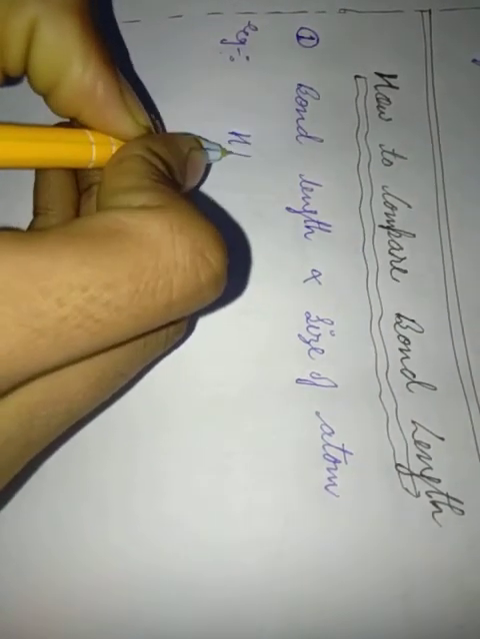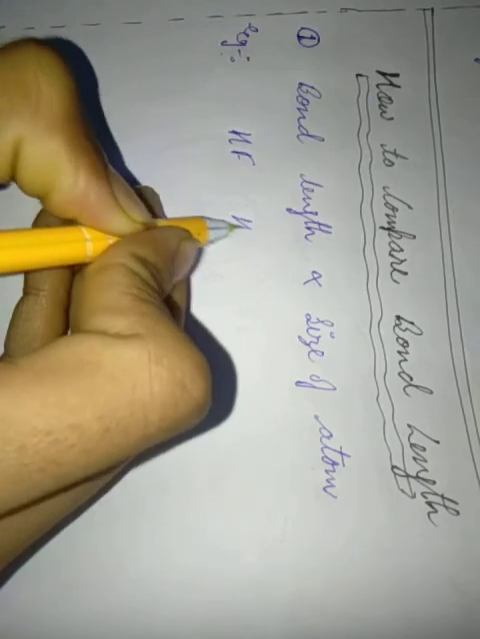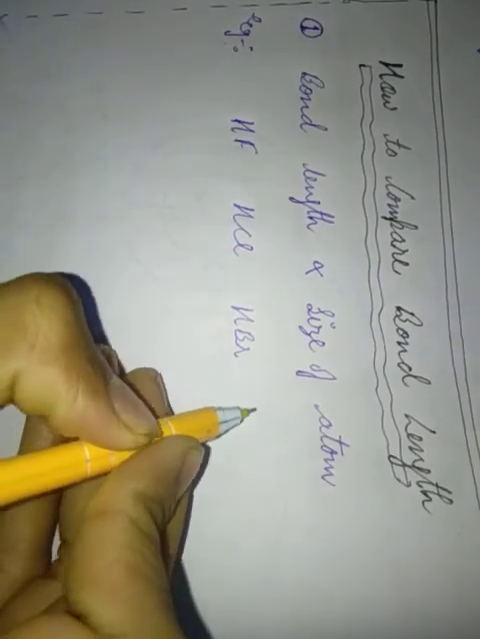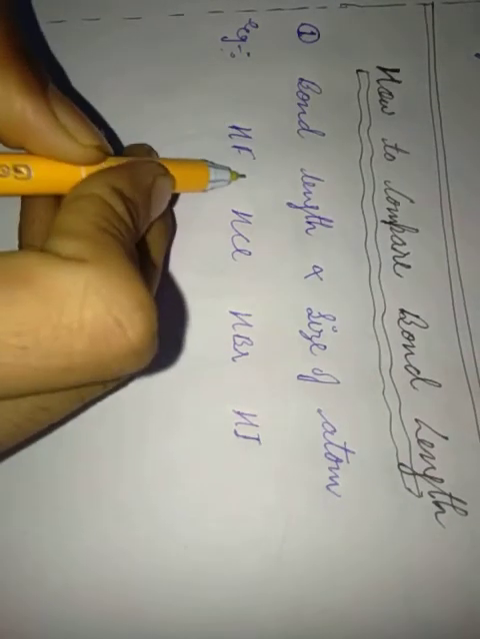For example, HF, HCl, HBr, and HI. We know that the size of the I atom is larger than all the other atoms. So bond length increases with the size of the atom. So in this case, HF is less than HCl, HCl is less than HBr, and HBr is less than HI.